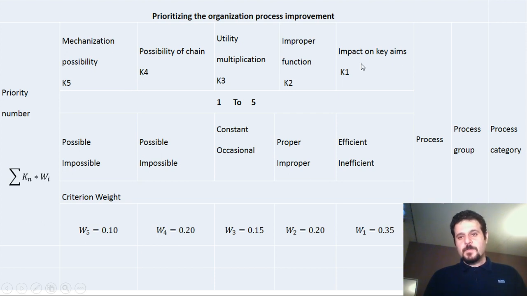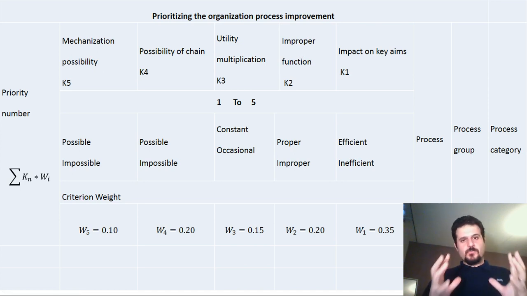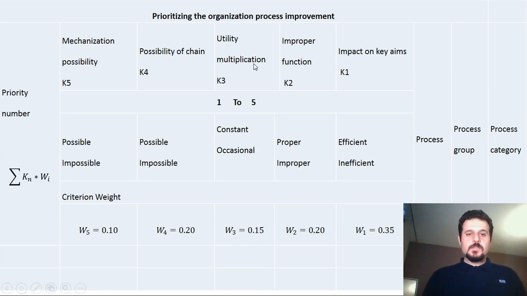For example, impact on alignment with the strategy or improper function. You can measure the efficiency and effectiveness, the performance of processes, and then you can see here the other criteria.